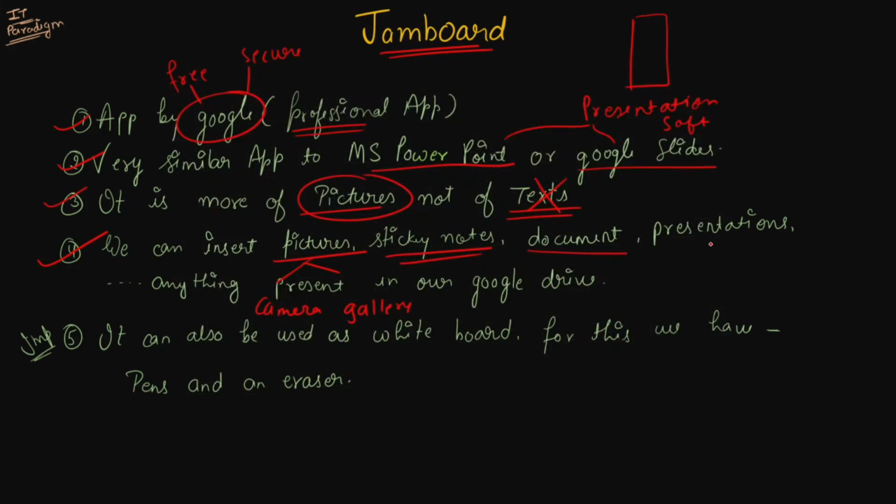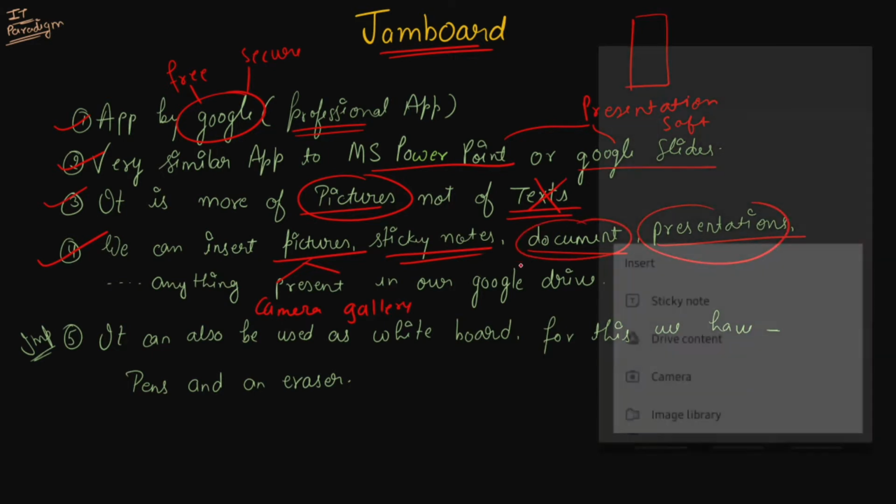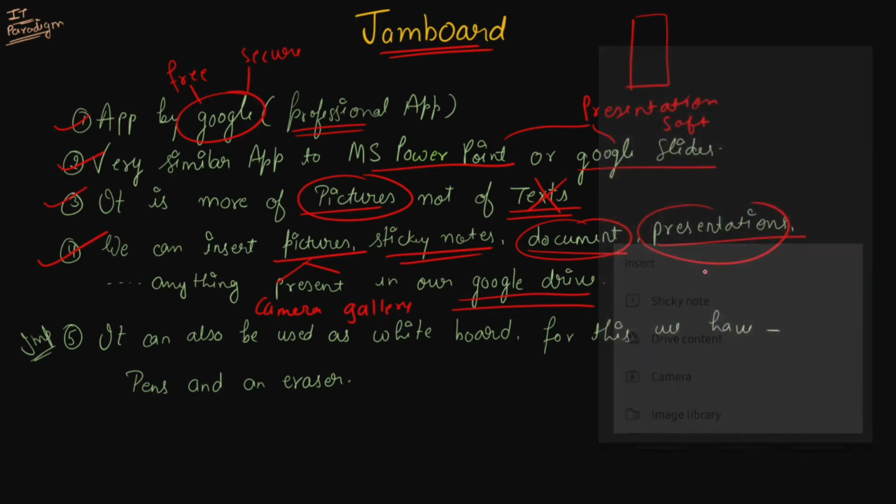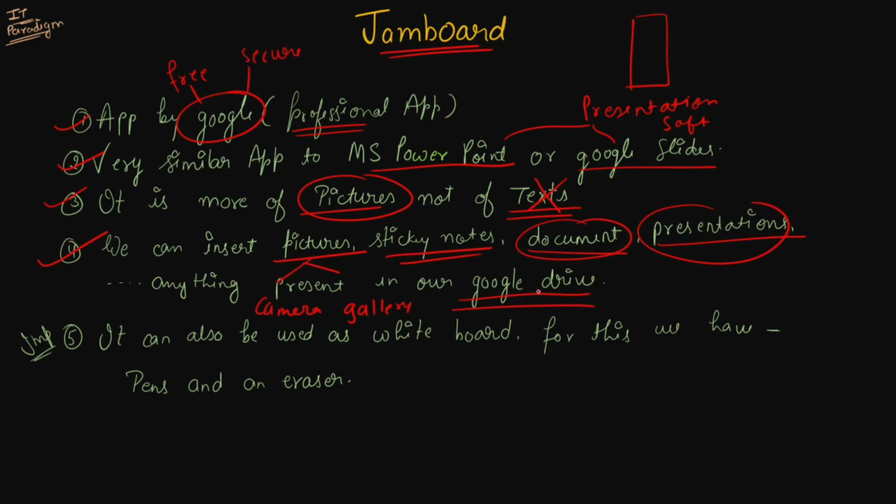Next we have documents and presentations. We can insert the documents and presentations from Google Drive only. There is no other way that we can insert documents and presentations. If you have already created a document using Google Docs or Google Slides, you can insert it in the Jamboard from Google Drive where we have the option. So we can use this utility provided by Jamboard to present already created documents and presentations to the people.